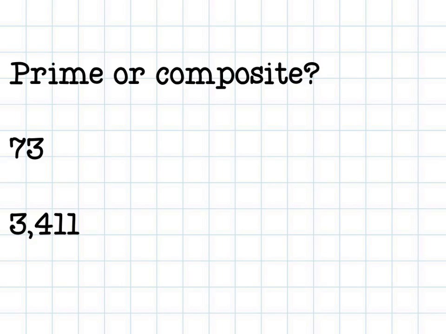Okay. 73 is a prime number because it only has factors of 1 and 73. So this is prime.